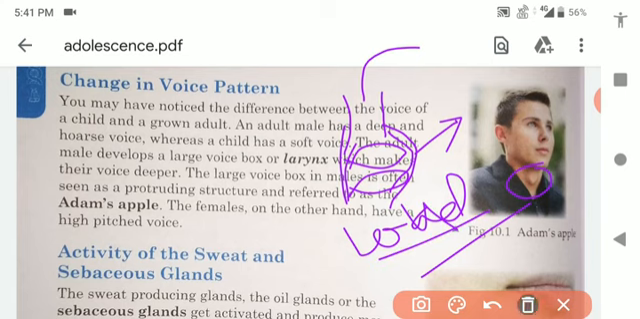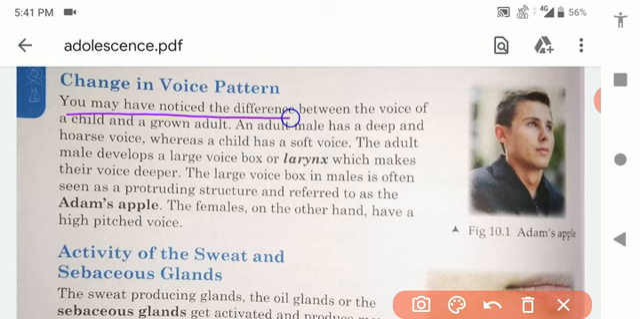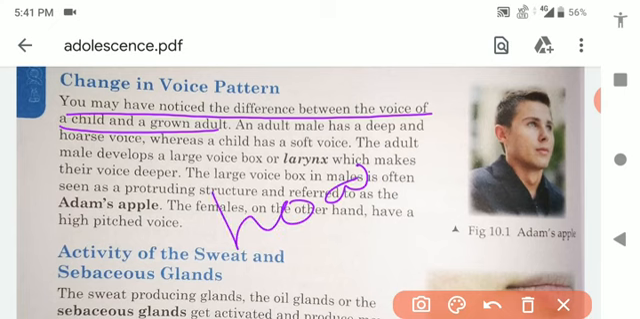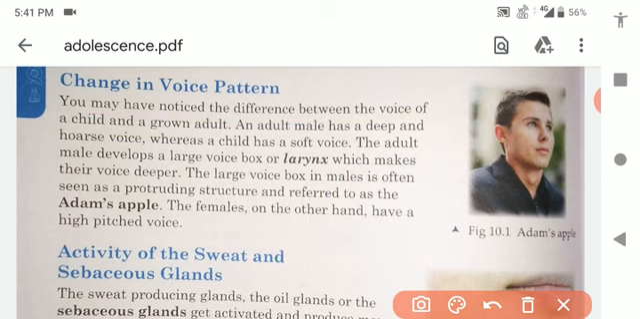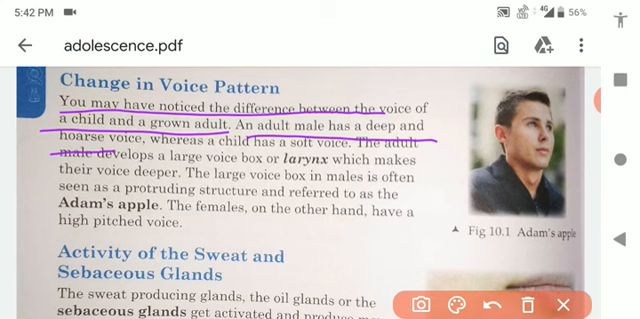Okay, so let's study. You may have noticed the difference between the voice of a child and a grown adult. An adult has a hoarse sound, which means a louder sound. An adult male has a deep and hoarse voice, isn't it? Whereas the child has a soft voice. So the adult male develops a large voice box. The voice box becomes large and it comes out in the neck region.